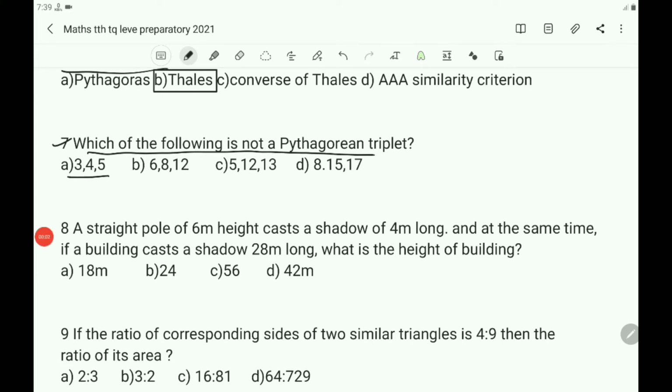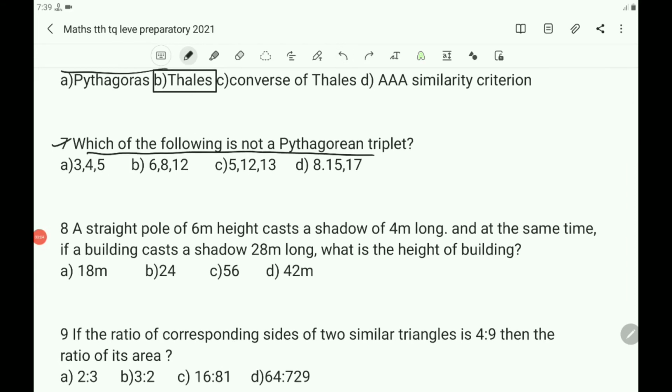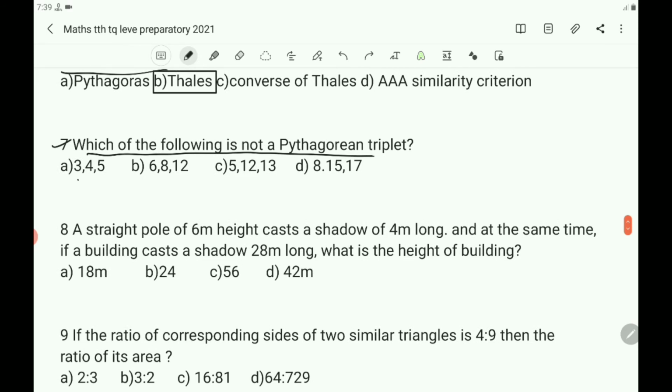You know that 3, 4, 5 is a Pythagorean triplet because 3 square is 9, 4 square is 16 and 5 square is 25. 9 plus 16 equals 25. So it is a Pythagorean triplet. And you take 6, 8, 12. 6 square is 36. 8 square is 64. 12 square is 144. So you know that the sum of these two becomes 100, which is not equal to 144. So this is not a Pythagorean triplet.